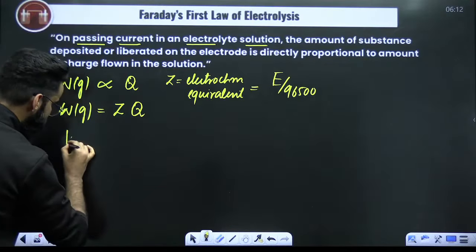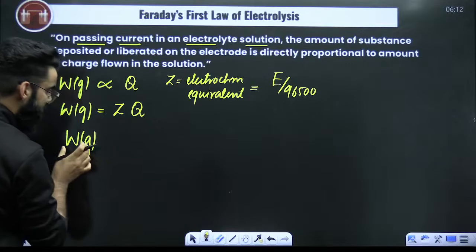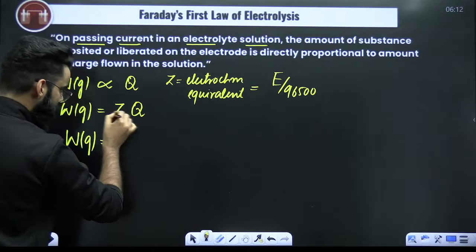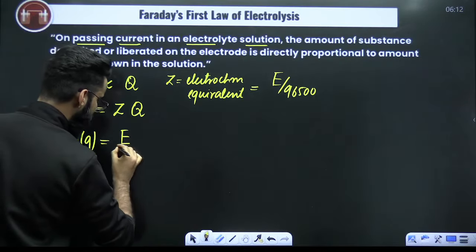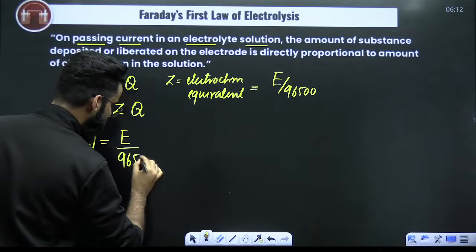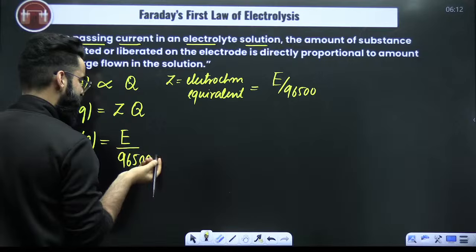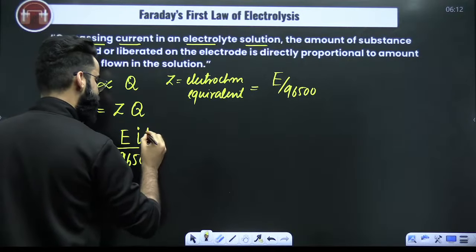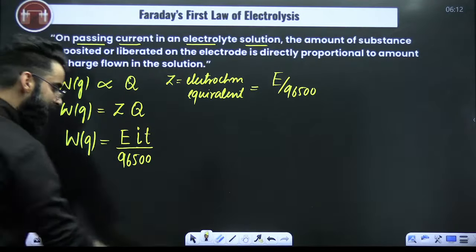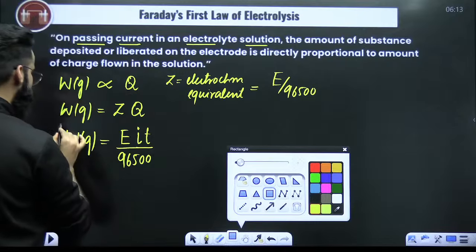So I'll say, as per Faraday's first law, the mass of the substance deposited or liberated is equal to, instead of Z, you're going to write E. Divide by what? Divide by 96500. Multiplied by what? Multiplied by Q. And Q is the charge. And charge is nothing but current multiplied by time. So this is the first result which I would want you guys to remember from now on.